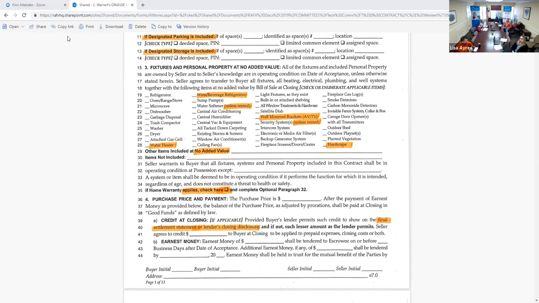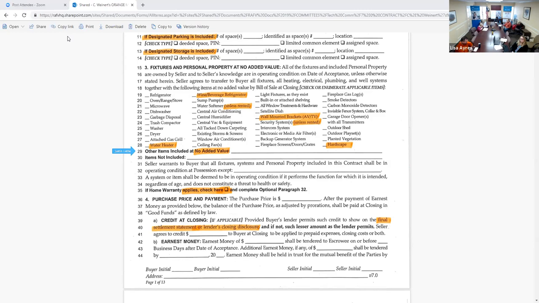On line 29, we made an inconsequential change maybe. It says other items included at no added value. It used to say at no additional cost. We've done this for the lenders. You know what happens here. You write all the extra things that the buyer would like on that other items included. And the lender says, I can't have that on there. So then you have to take it off. We're hoping that the words at no added value will make that a little easier for our members.